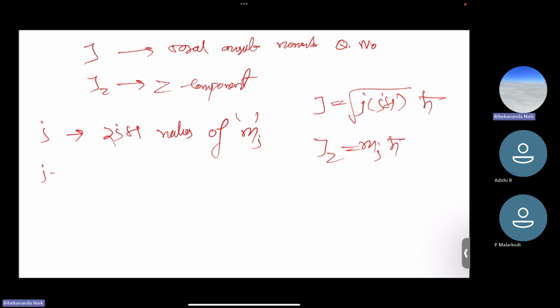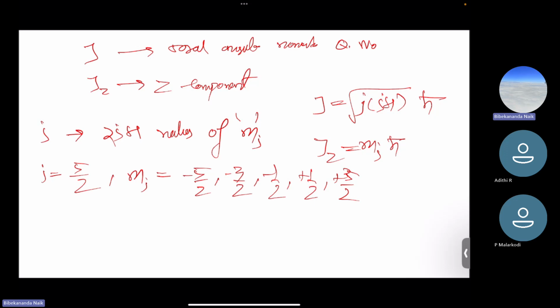Yes, sir. So corresponding to J equal to 5 by 2, what will be the values of mj? It will be 2 into 5 by 2 plus 1, so there will be 6 mj values. So these are minus 5 by 2, minus 3 by 2, minus half, plus half, plus 3 by 2, and plus 5 by 2. So there are a total of 6 values of mj. Corresponding to these 6 values of mj, there will be 6 different orientations.